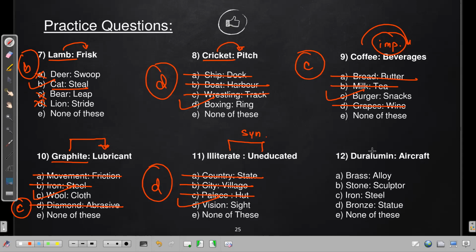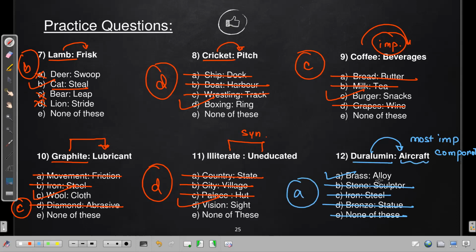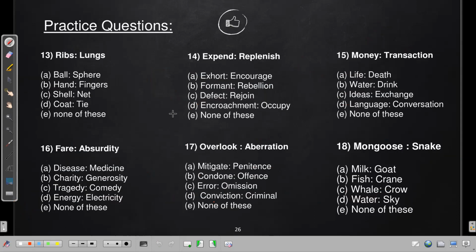Duralium is the most important component of aircraft. Okay, most important component. That's my sentence. So brass is the most important component of alloy. Yes. Stone is the most important component of a sculptor. No. Iron the most important component of steel. You can say yes, but we are not again looking for scientific things. Bronze statue is absolutely gone, and so A. I think aircraft without duralium is not possible. Alloy without brass is not possible. 13th, interesting, places again.